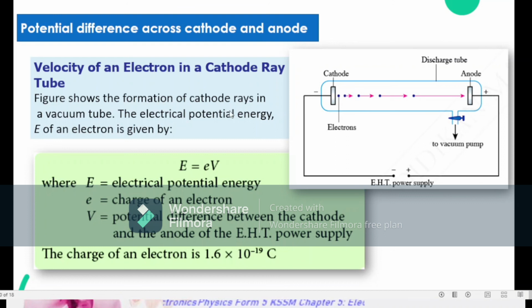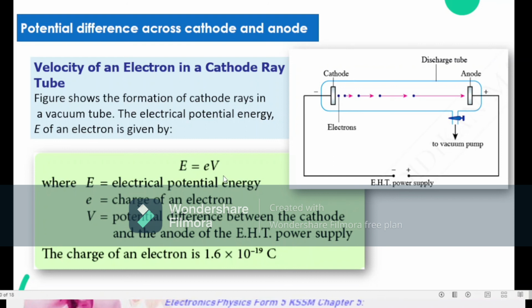The figure shows the formation of cathode rays in a vacuum tube. The electrical potential energy E of an electron is given by E equals eV. E is electrical potential energy, e is the charge of an electron, and V is voltage or potential difference between cathode and anode. The charge of an electron is 1.6 times 10 to the power of negative 19 coulomb.